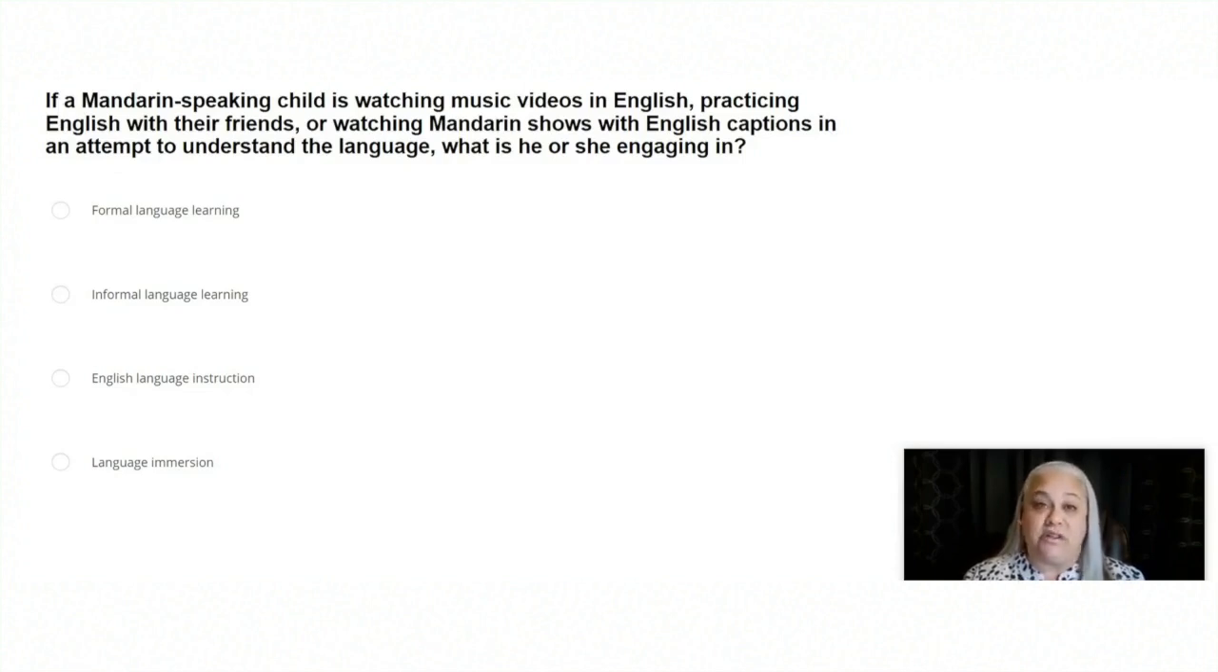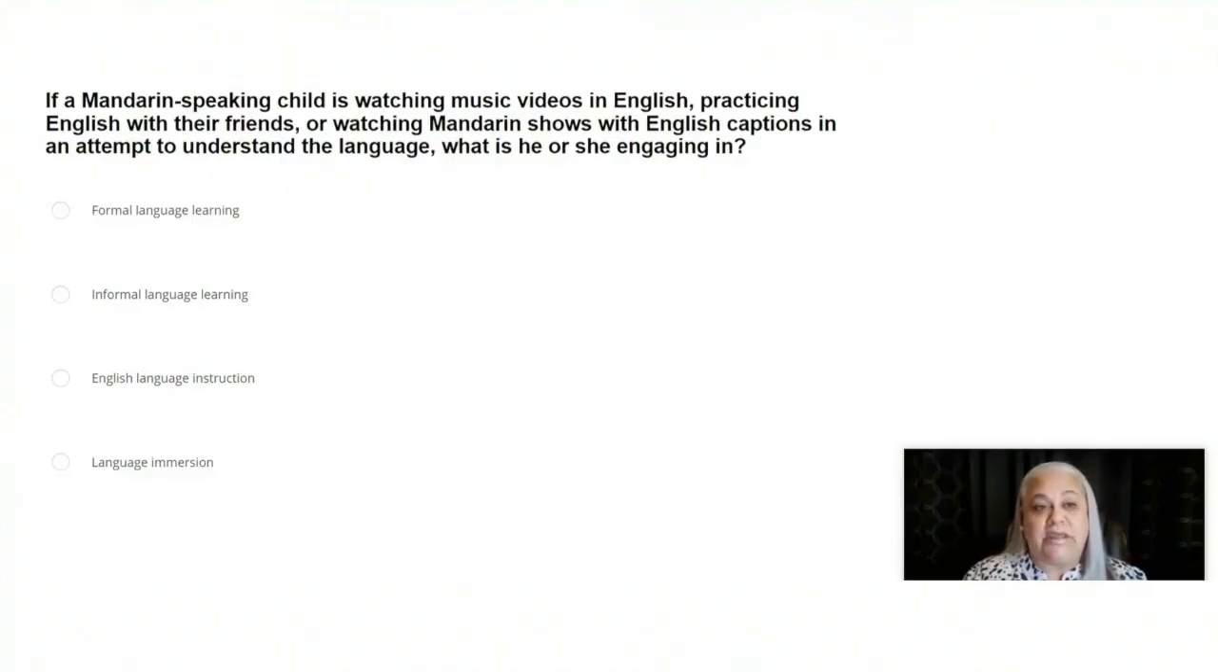Formal language learning is basically the process of formally teaching someone a new language. Because in our sentence it says that the Mandarin-speaking child is watching music videos in English, practicing English with their friends, and watching shows with English captions, we know that this is not a formal language experience where someone's actually teaching. So this would not be the best choice.